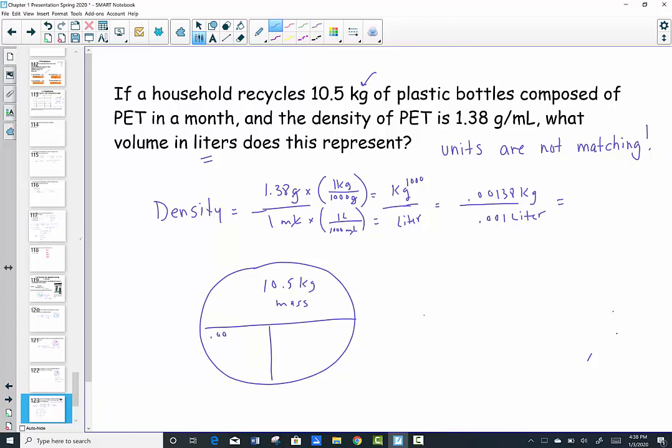0.00138 divided by 0.001, and it comes out 1.38 kilograms per liter. That's much easier than having that ratio in there. That's our density. And so now you can see the volume will be in liters when we solve. Volume will be found by taking the mass over the density.